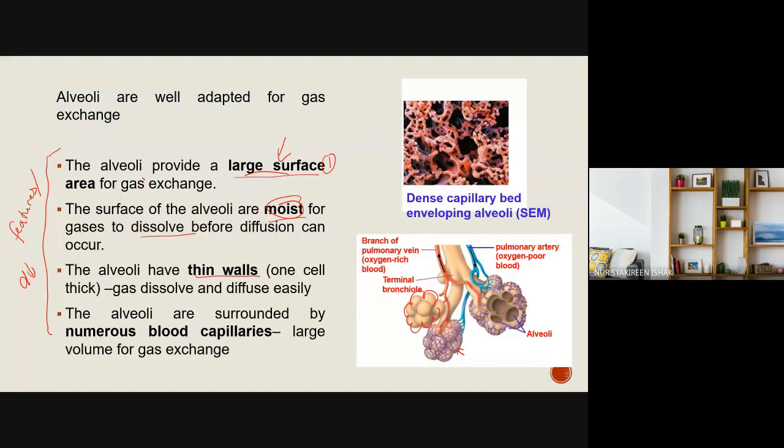Okay, so the alveoli are surrounded by numerous blood capillaries, large volume for gas exchange. The alveoli are surrounded by many blood capillaries to increase the rate of gas exchange. Okay, large volume for gas exchange.